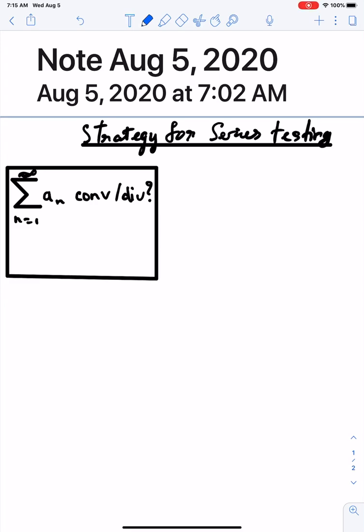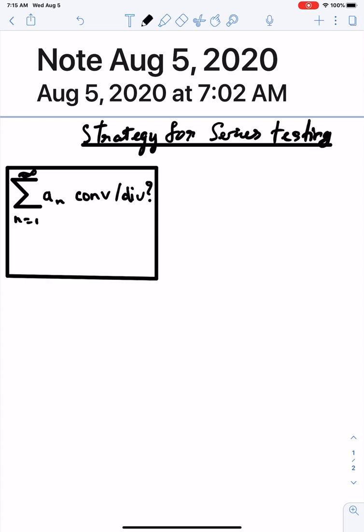Okay, so I think the purpose of this lecture is to put everything into one coherent strategy of the techniques for series testing, whether it's convergent or divergent. So essentially, it's just my thought process, how I might go about doing these types of problems. All right, so we're gonna have a giant flow chart here. Let's be ready for it. So standard question: given an infinite series, is it convergent or divergent?